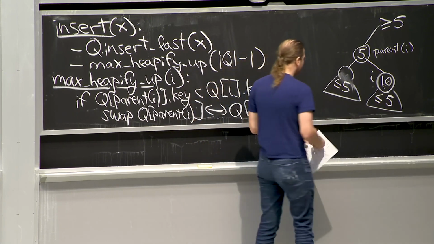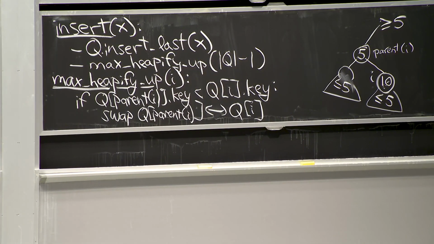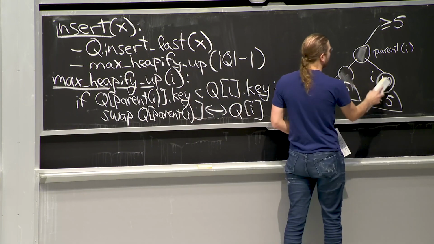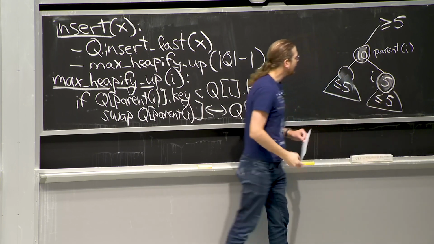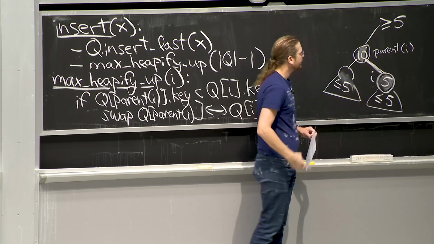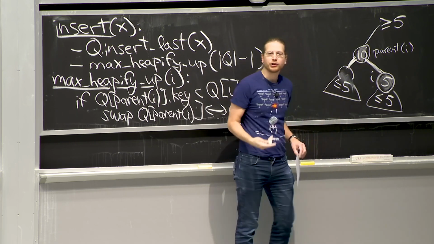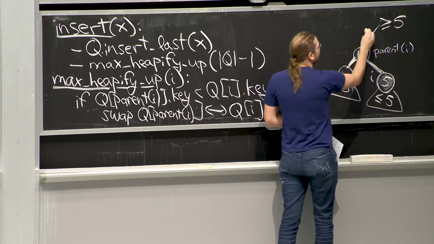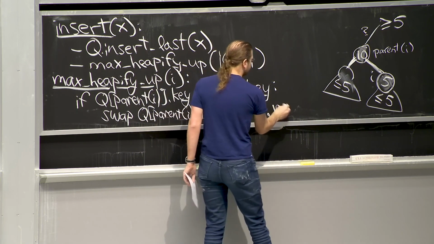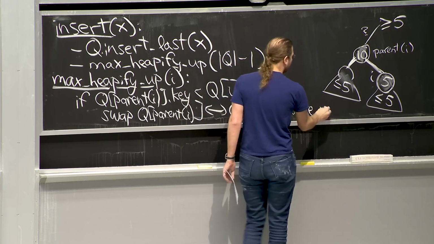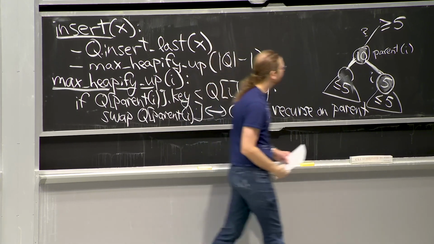Okay? So after I do this swap, 10 is up here, 5 is here. And now I realize, okay, great, this edge is happy, because now 10 is greater than or equal to 5. But also this edge is happy, because it used to be happy, and we only made its parent larger. Now this edge maybe is bad, and so we need to recurse on the parent. But that's it. Okay, so we fixed this one edge.